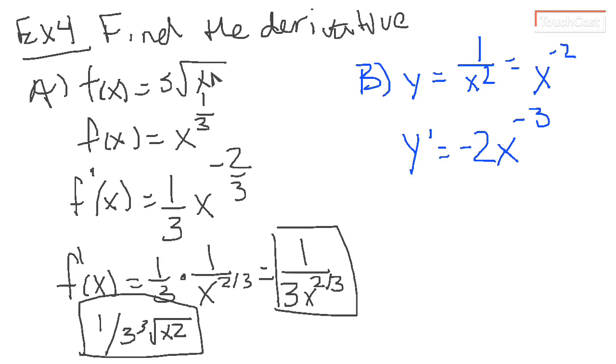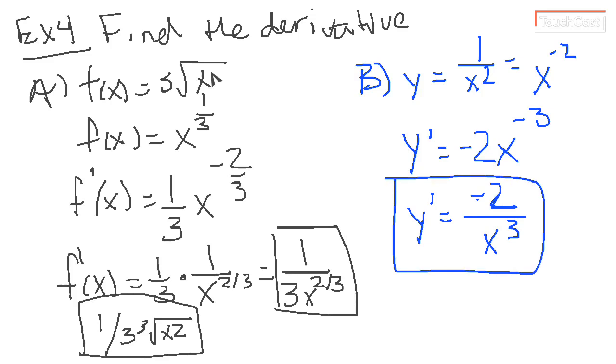Now we can still clean this up. Just like in the last problem, kind of undoing a negative power, we can rewrite this as negative 2 over x to the power of 3. And we've actually found the derivative of 1 over x squared.